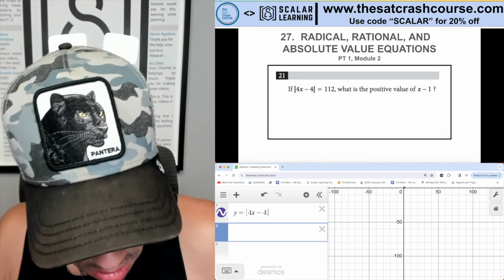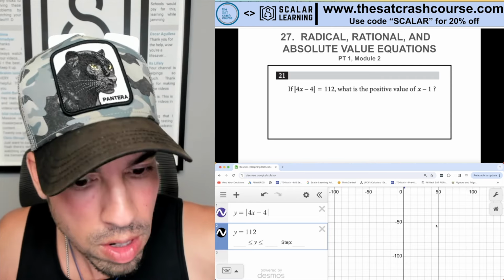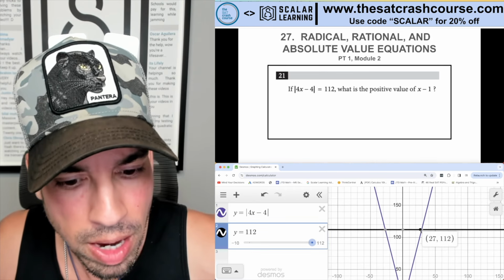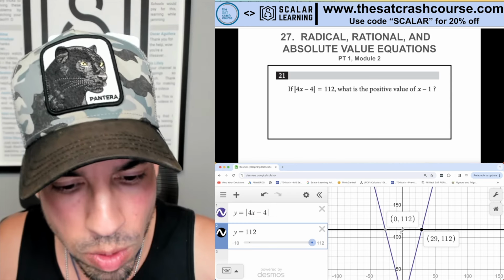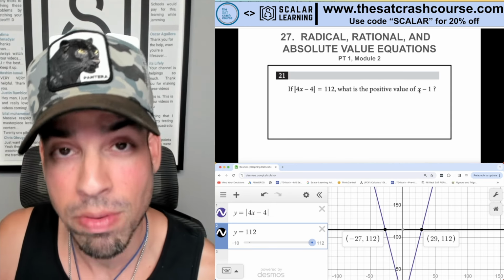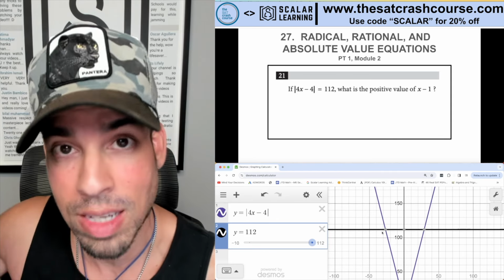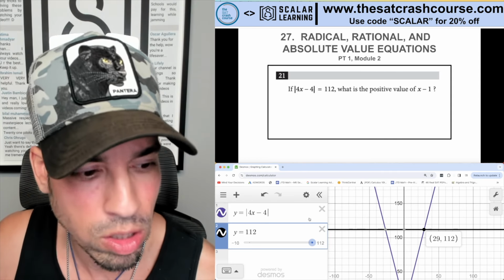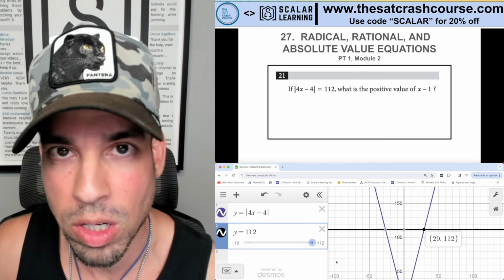And then I'm going to plug in on the other side, y equals 112. So this is going to help us solve for x, right? We're going to look for the intersection of this. And we got 2 possible values for x. We got 29 and we've got -27. Now, if they want the positive value of x minus 1, the -27 is going to net me a negative value. So we know we're going with 29. 29 minus 1 is 28. 28 is the winner. Done.